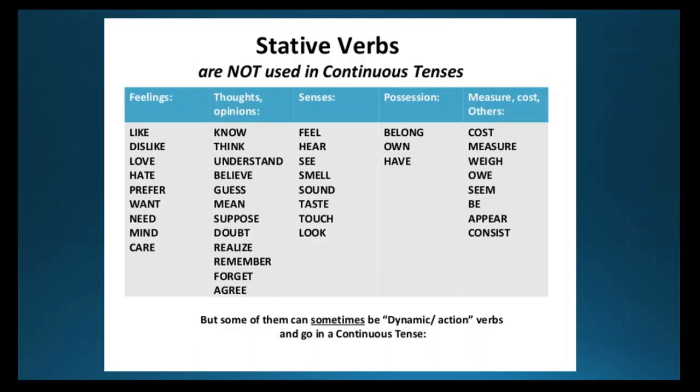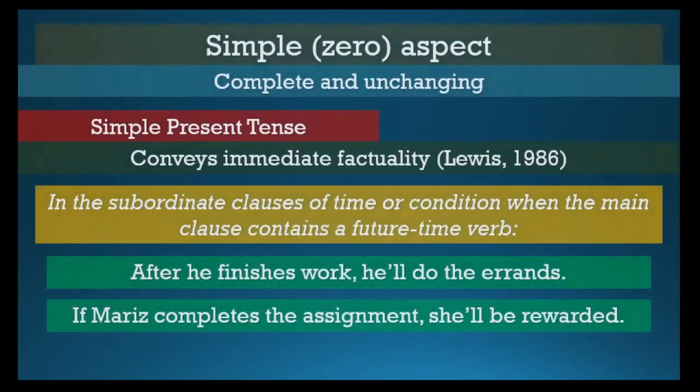Now, can they be used in perfect aspect? The answer is yes. These states may be either simple or perfect, but definitely not in the aspect that suggests process. Again, the following verbs right here may be either simple or perfect, but definitely not in the aspect that suggests process.